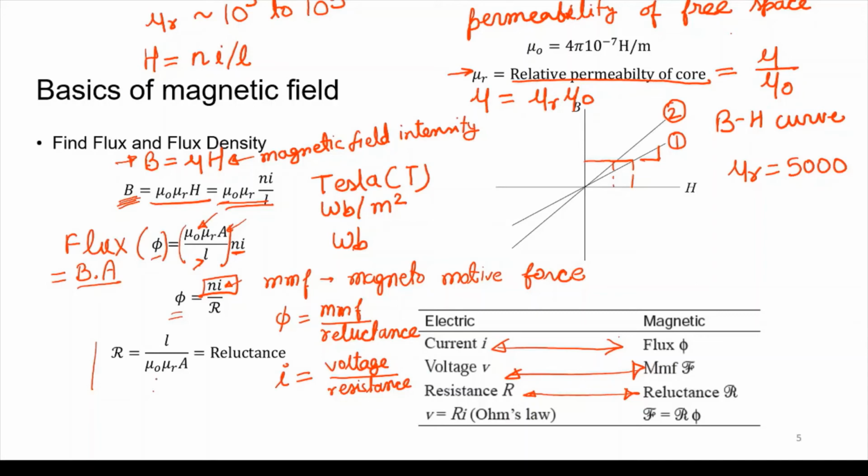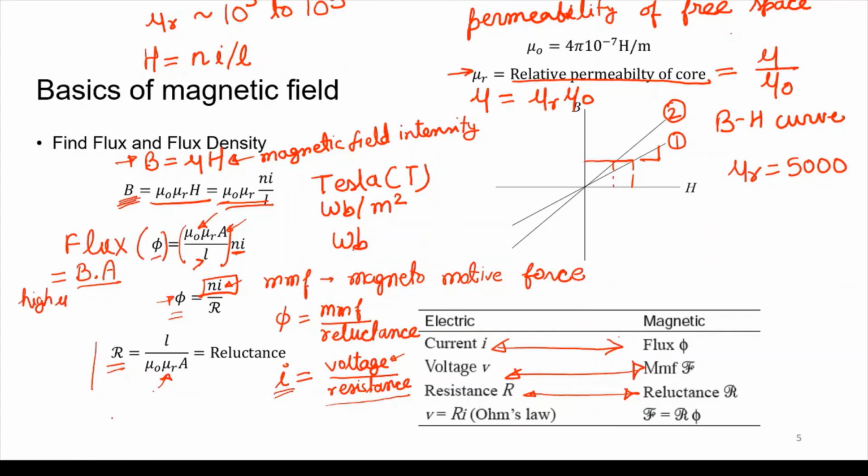Now let's say a material has very high mu r. If the mu r is very high, reluctance becomes very small. So for a small amount of current we can get a desired phi. Just like if the resistance is small, for a small amount of voltage we can get a desired current. So highly permeable material offers a low reluctance.